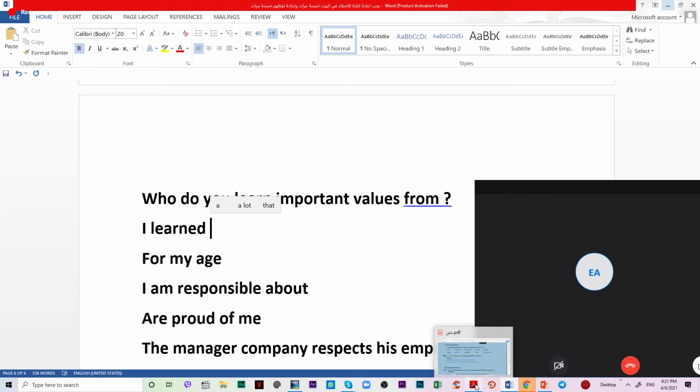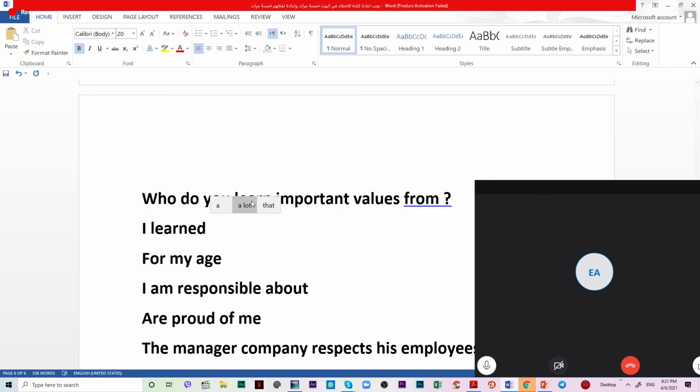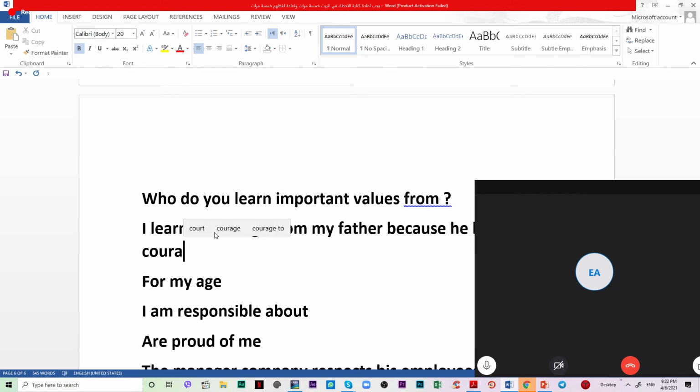We want to talk about the moral values in the book, which are respect, courage, and compassion. I learned respect, courage, compassion from my father. I learned courage from my father, because he faces problems and solves them.